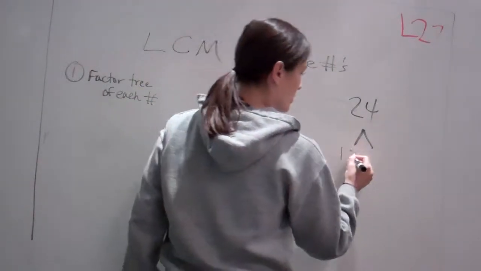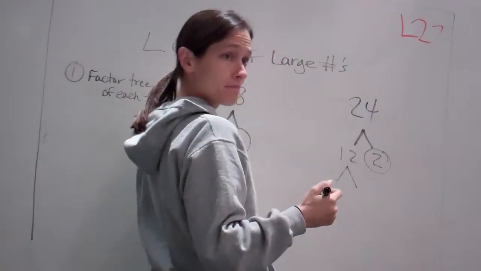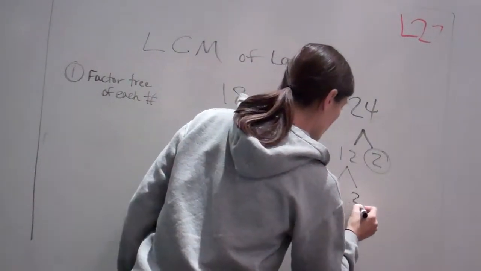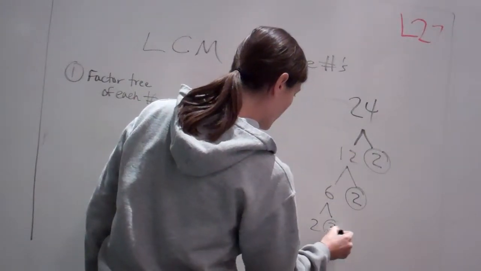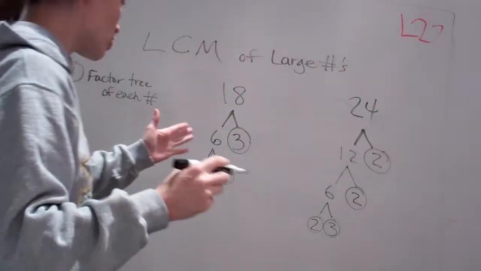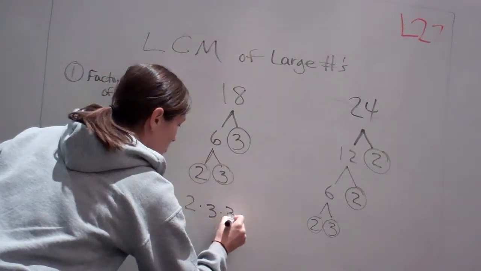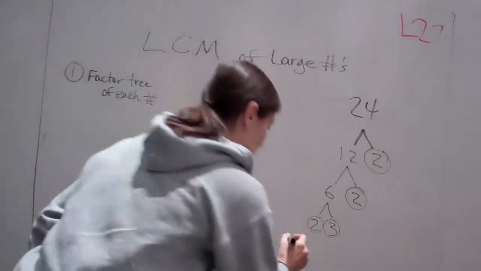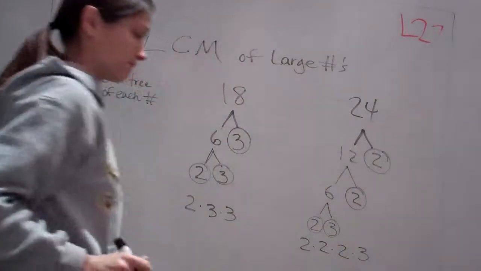All right, now let's look at 24. 12 and 2. 2 is prime. Let's take 12. 6 and 2. 2 is prime. Take our 6. 2 times 3. 2 and 3 are prime. Okay, so I'm going to write down the numbers: 2 times 3 times 3. And this one is 2 times 2 times 2 times 3.